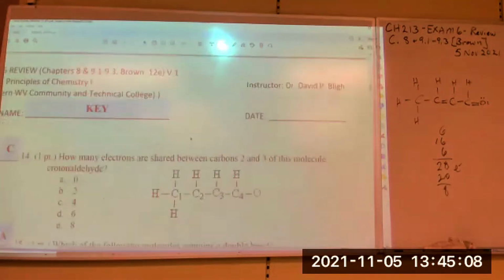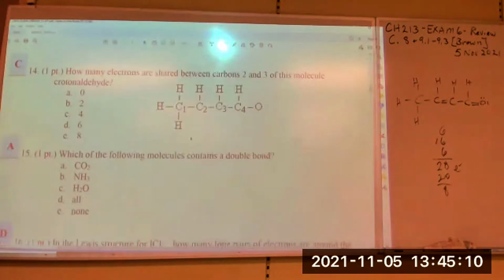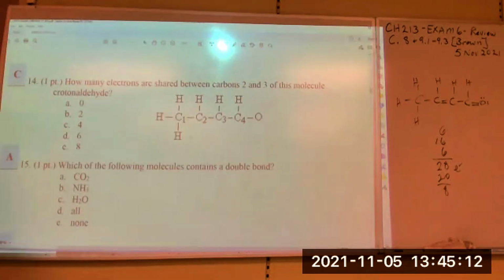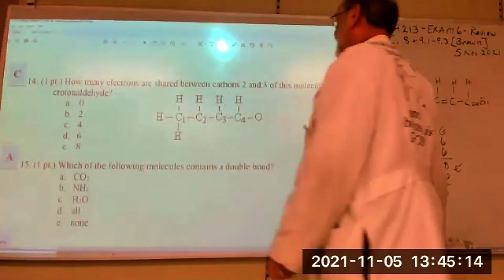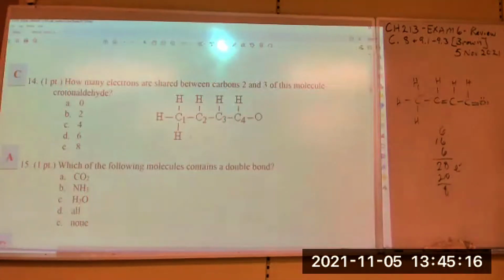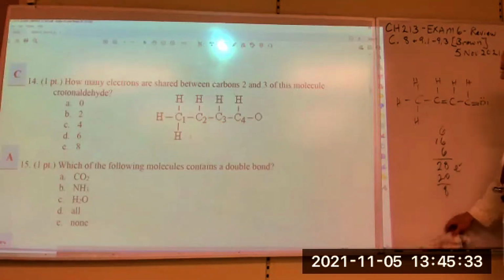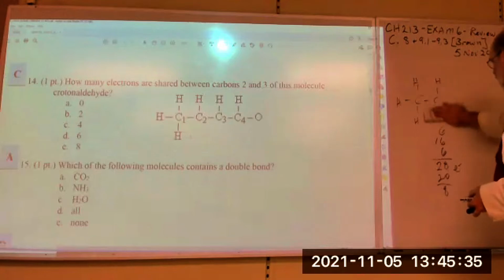The next one. How many electrons are shared between carbons 2 and 3? 2 and 3. We're sharing 4 electrons, 2 for each bond. So we do need this structure to answer this question. 4 electrons shared right there. Hope I don't need this again because I'm going to erase it.